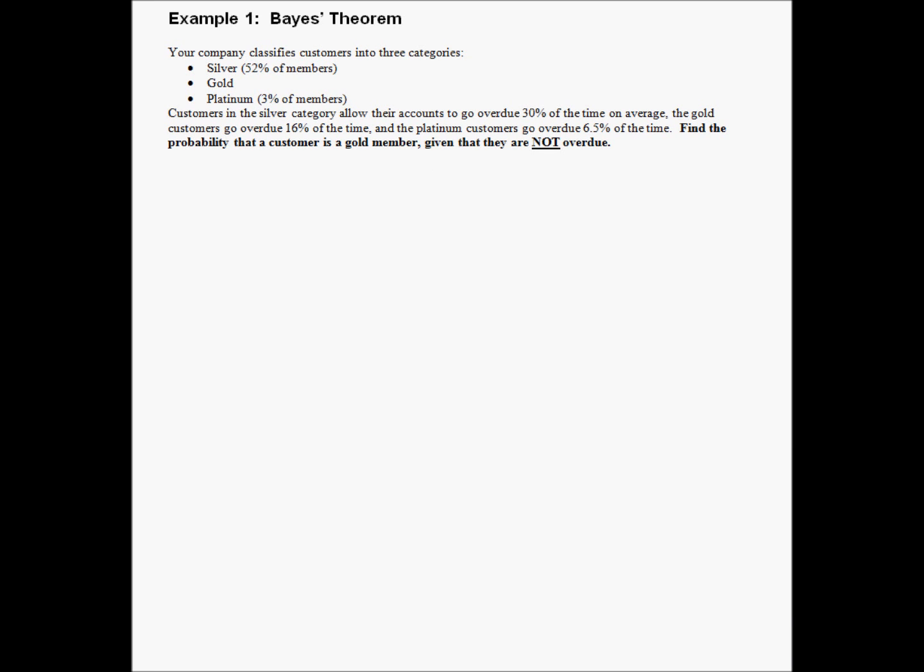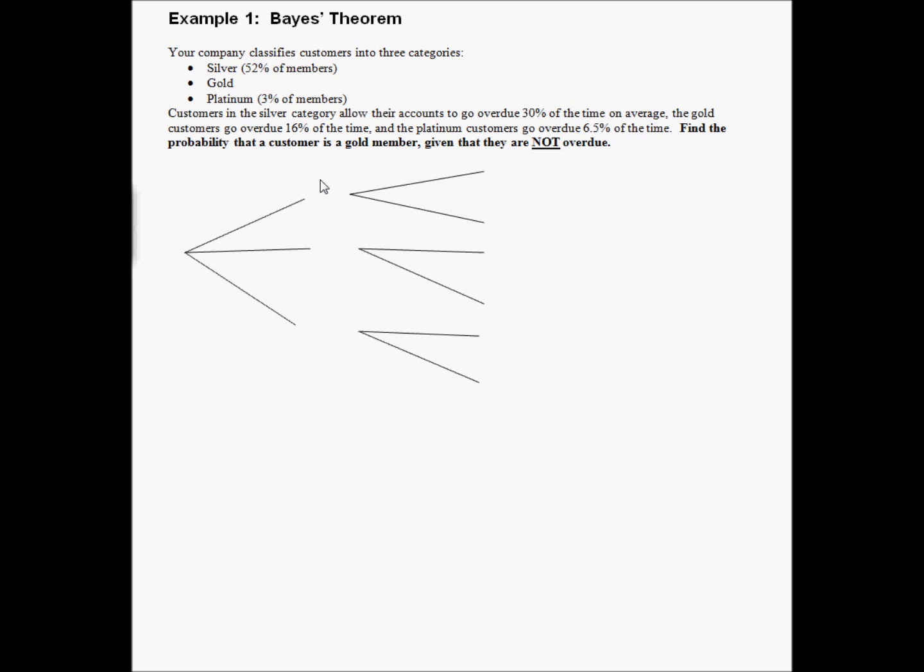The first thing that I would recommend us to do here is to set up a tree diagram. I'm going to pause here for a second so I can get it set up using this information in our problem. The first stage is going to be the classification of the customer, and then the second stage of the tree diagram will be whether they're overdue or not. So I've got the tree diagram started here. Let's go ahead and start filling it in.